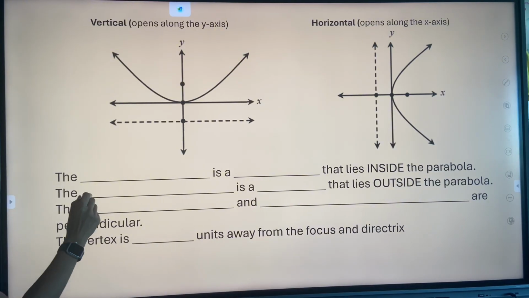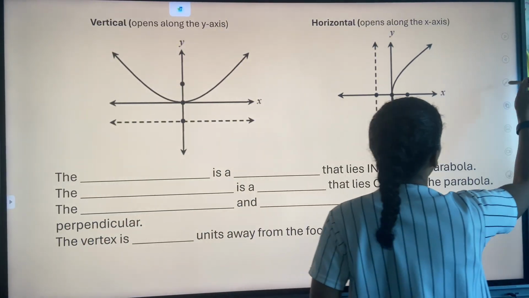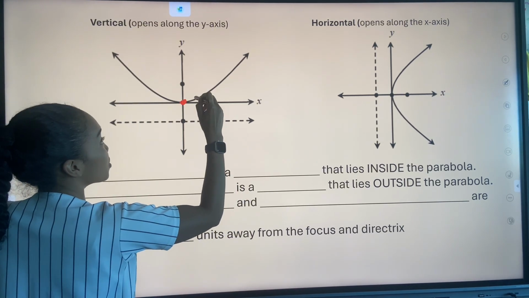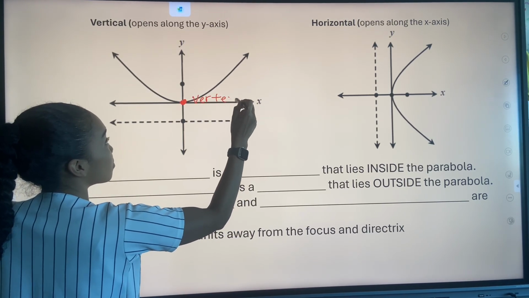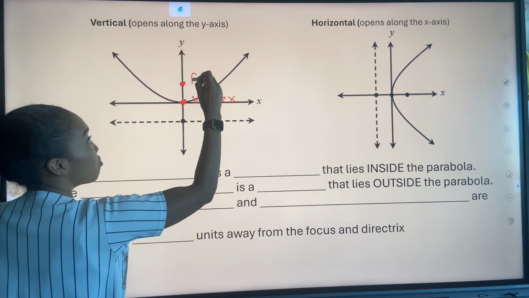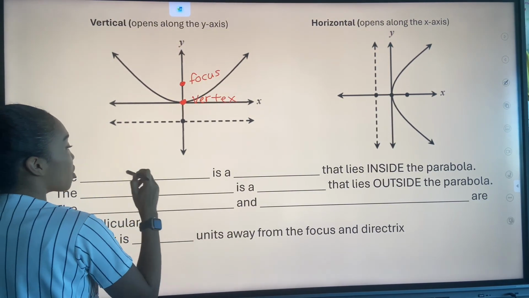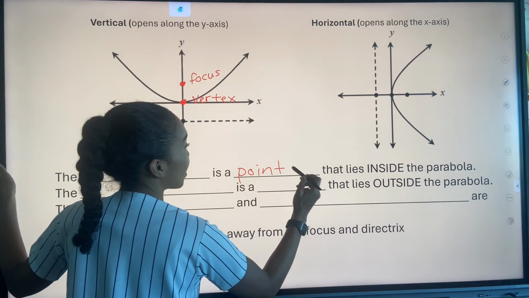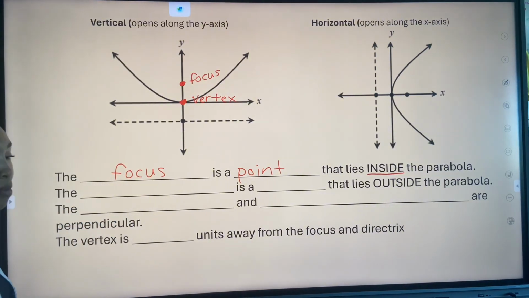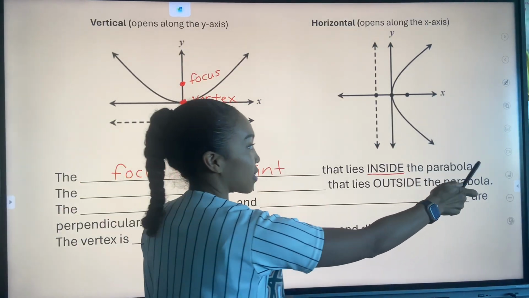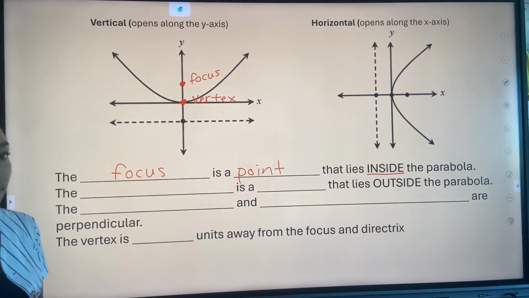Okay, so let's point out the different parts of a parabola. This right here is called the vertex. This point inside of the parabola is called the focus. The focus is a point that lies inside of the parabola. It is a point. If you don't have this blank, that's okay. Just put in parentheses at the end of your sentence that it's a point.